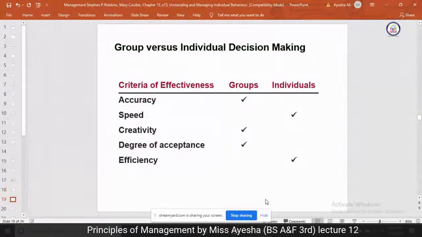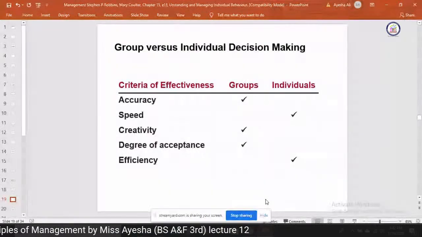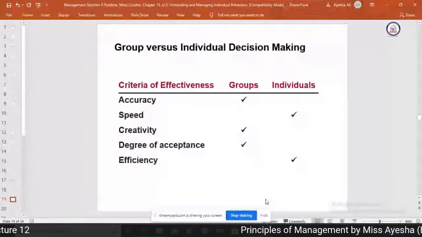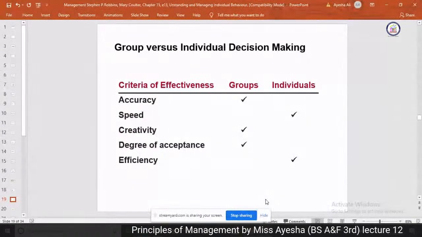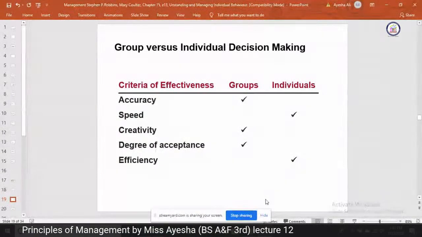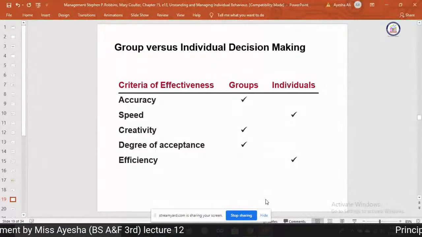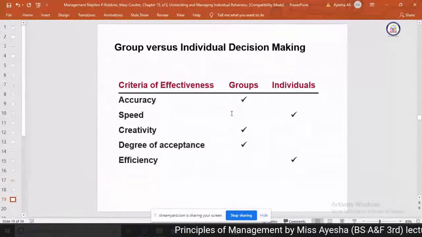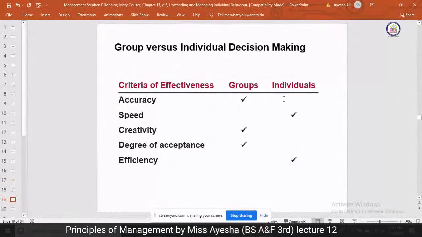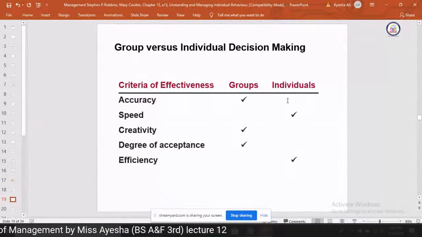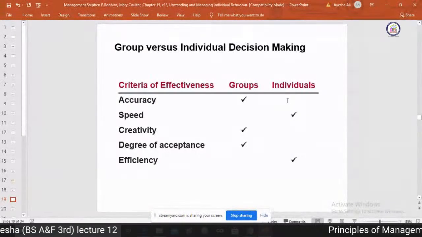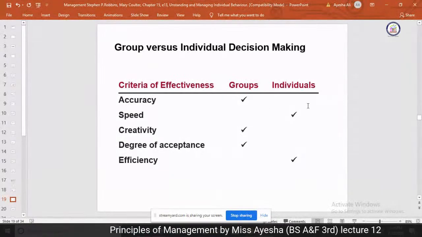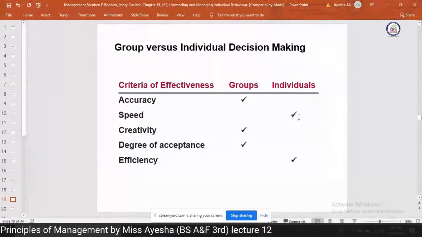And this is some analysis of the effectiveness of decision making, of group and individual accuracy. In group decision making we have high accuracy, and in individual decision making the accuracy is low, because an individual cannot think in a very broad way. And the speed is high in individual decision making because there is no conflict and the decision is made by one person.